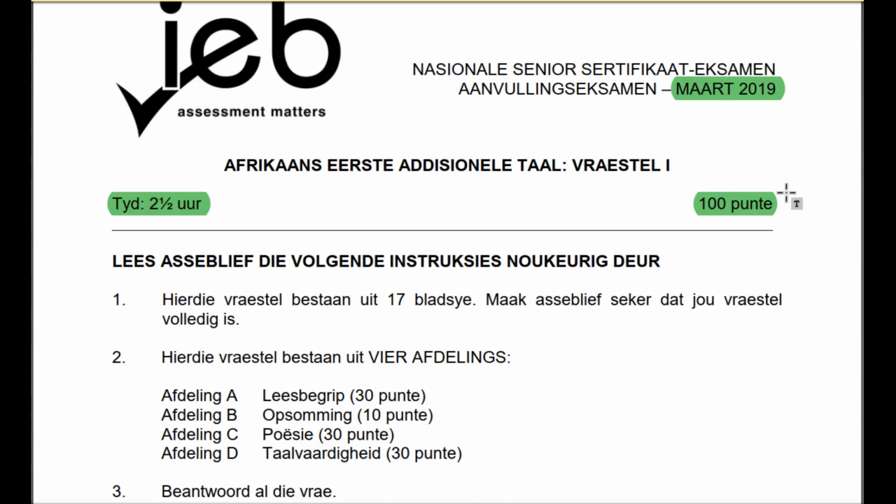So it's very important that you read through all the instructions. It's very easy to assume that the instructions stay the same every year, but often some instructions have changed and kids have skipped past this part and they miss the instruction and that costs them dearly. So please make sure you read the instructions.